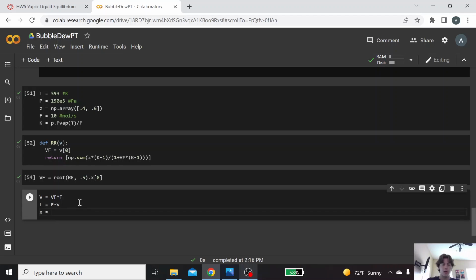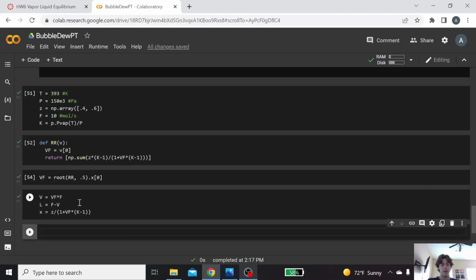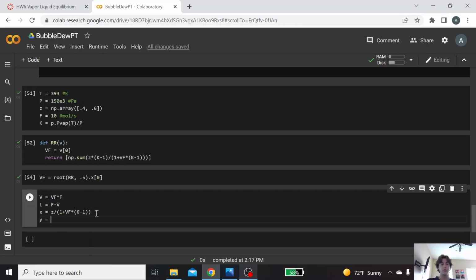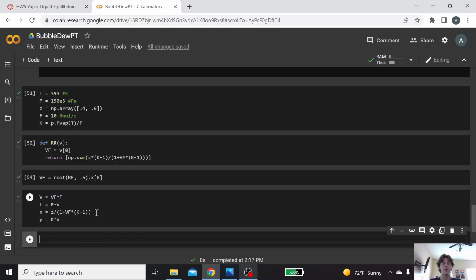And then to get the liquid mole fractions x, we'll use this expression from the last video, which is our mole fractions divided by 1 plus the vapor mole fraction times K minus 1. And then we can get our vapor mole fractions using K times x. So now that I have all these values calculated, I'm just going to go ahead and print them out using print statements.